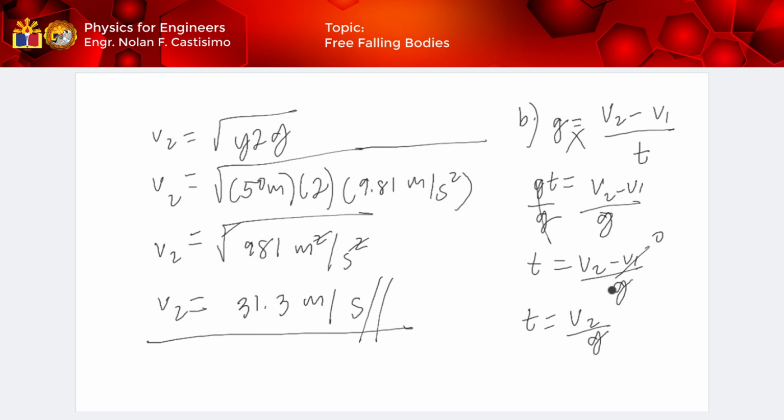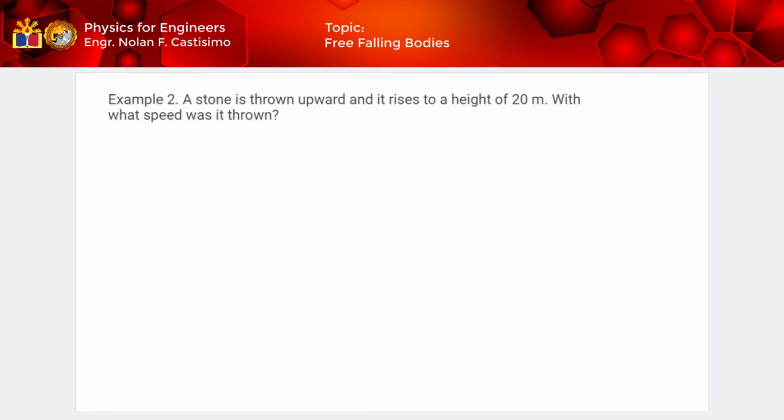Diba? So, meron na tayong value ni V2, which is 31.3 meter per second at ang ating constant gravitational acceleration na 9.81 meter per second square. So, ang sagot natin sa B na time ay equivalent to 3.19 seconds. Ayan. So, yan na yung ating example number 1. Next, we have to proceed to example number 2.